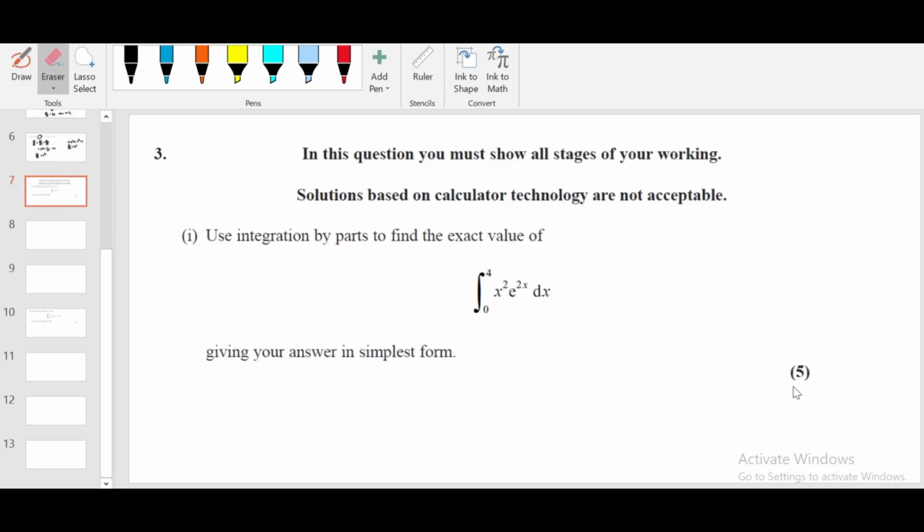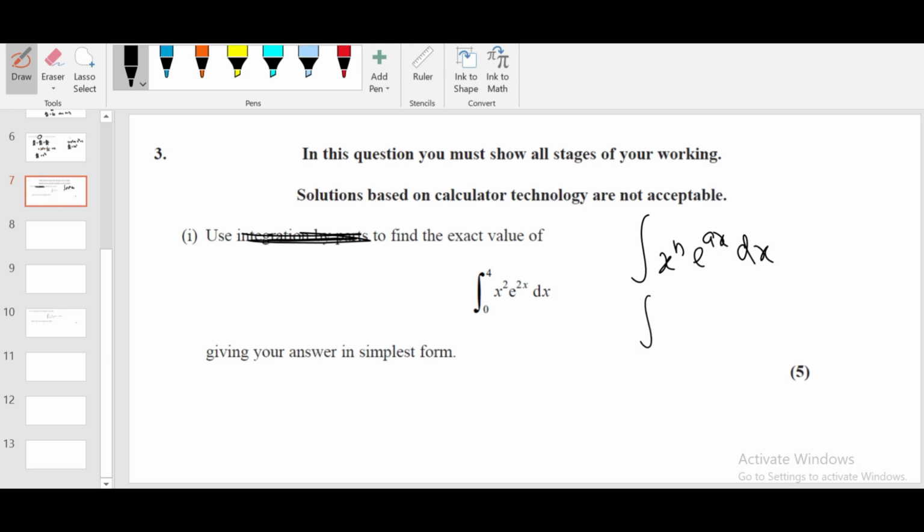Question number 3. Use integration by parts to find the exact value of this. Even if it's not mentioned, you should know when you have x power n e power ax dx, or integral x power n times any trigonometric function like cos ax, sin ax and all, you need to apply integration by parts. Here anyway it's mentioned integration by parts.